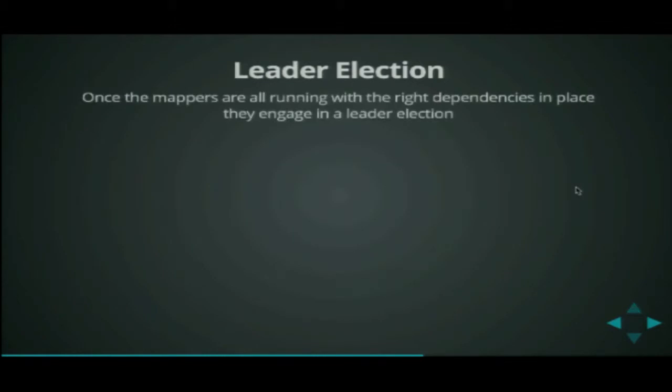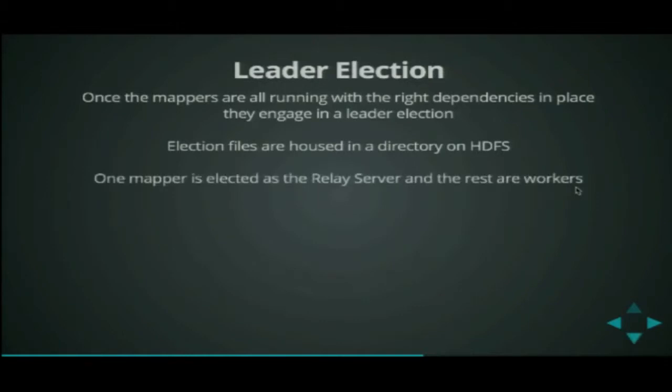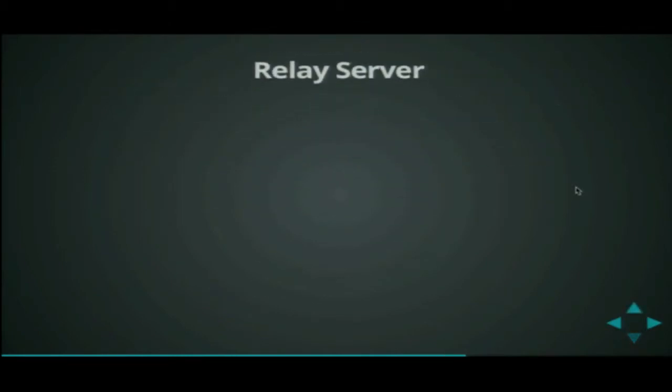SIMR performs leader election first. Once the mappers are all running and everything is in place, it does the election via directories in HDFS. The winner is elected to be the relay server, and everyone else is a worker that will eventually run a Spark executor.